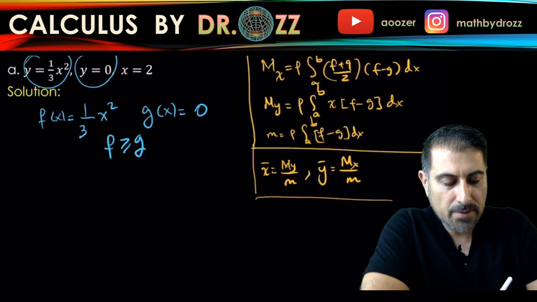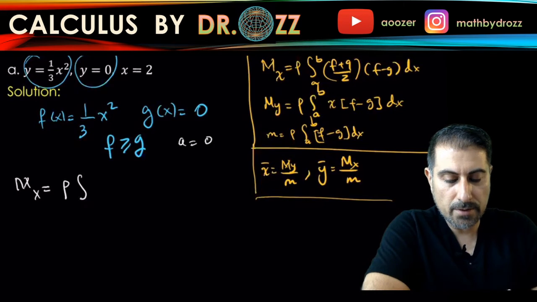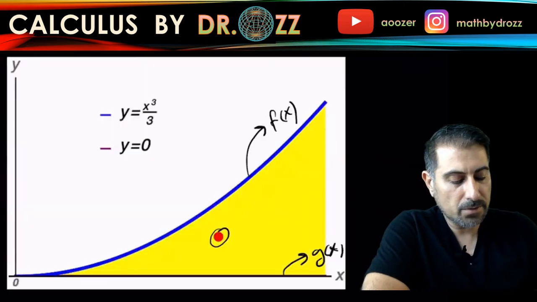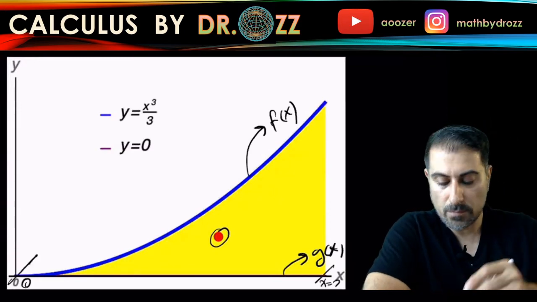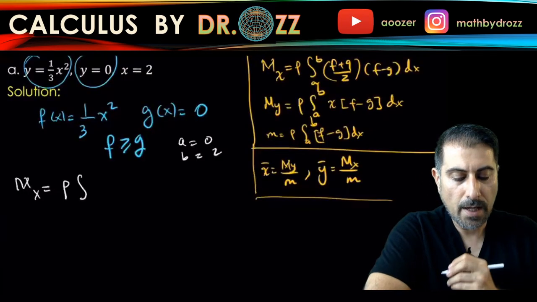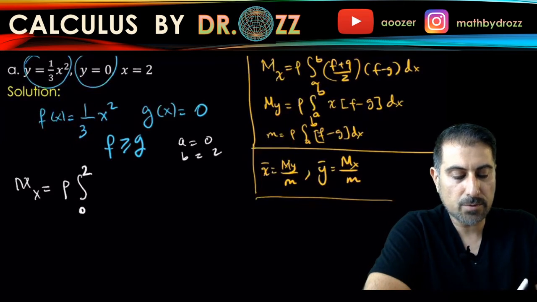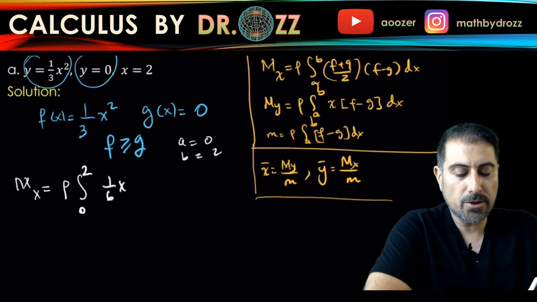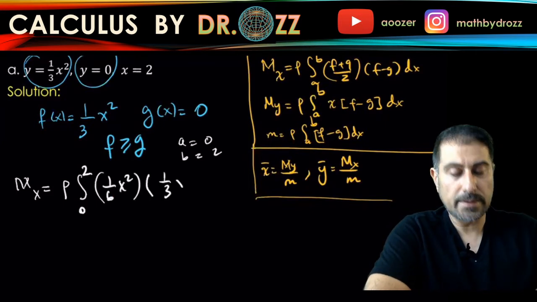So m sub x is going to be rho, integral from, oh, by the way, a and b are going to be 0 and 2 because the region here is between x equals 0 and x equals 2. Okay, so let's go back to the formulation. So we have 0 to 2, f plus g divided by 2, so that's 1/6 x squared, and f minus g is 1/3 x squared, dx. Okay.